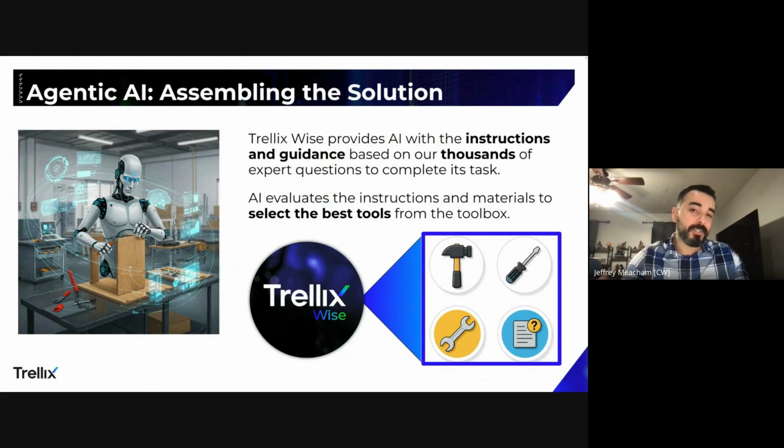Now, Trellix Wise also goes beyond traditional AI. We don't just give it data, we give it instructions and guidance, which is drawn from thousands of real-world expert questions. Think of it kind of like a robot, right? It's building something complex, but it's not necessarily starting from scratch. It knows what the goal is. It has access to the right tools, and it understands how to use them. And that's how Trellix Wise operates.